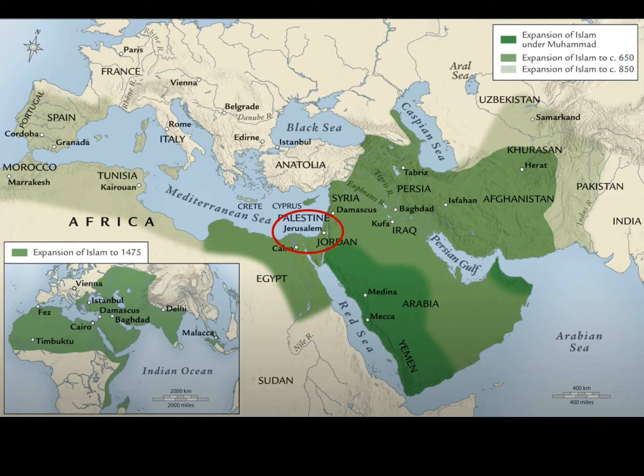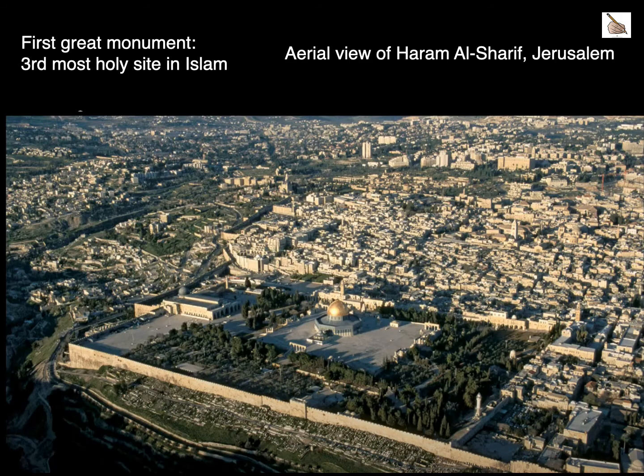One of the first holy cities that Islam spread to is Jerusalem, where many monuments were erected. The building here in the background with the gold dome, which we'll look at a little bit closer soon, is the first great monument and one of the three most holy sites in Islam. The Muslims captured Jerusalem from the Byzantines in 638. And the first great Islamic building, the Dome of the Rock, was erected there between 687 and 692.